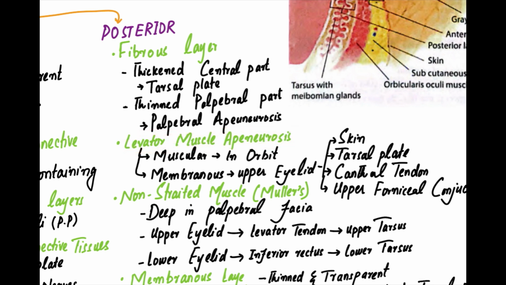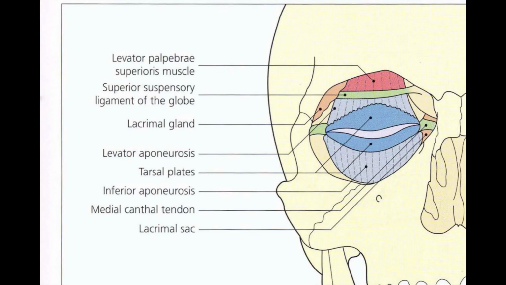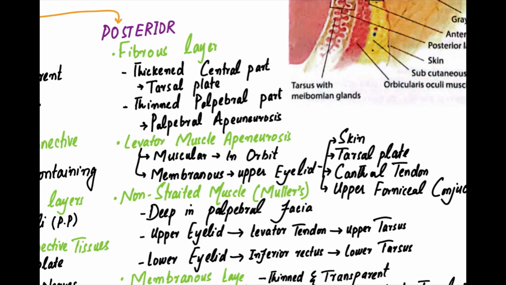Okay, then inside it is the levator muscle aponeurosis, which I have shown you in the diagram. Now this has two parts. One is the muscular part, one is the membranous part. The muscular part is inside the orbit ring, and the membranous part is in the upper eyelid, which is shown here in this diagram. This is the membranous part of the levator aponeurosis. Now, this includes skin, tarsal plate, canthal folds.